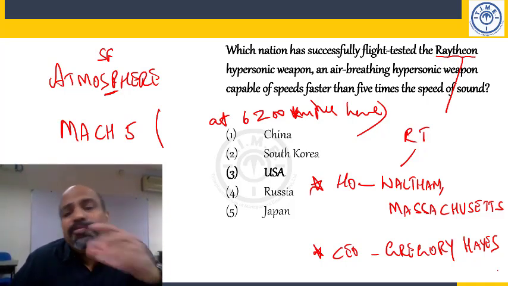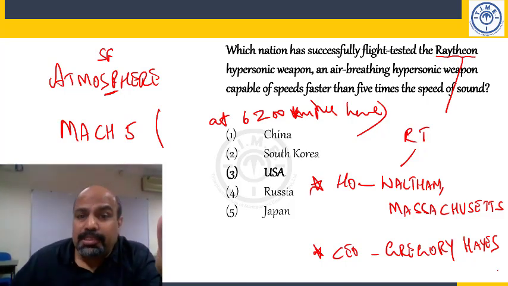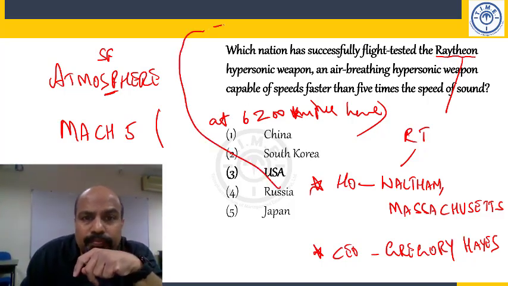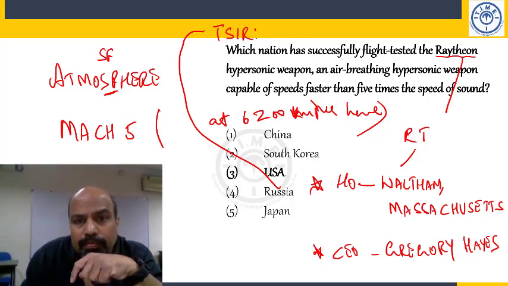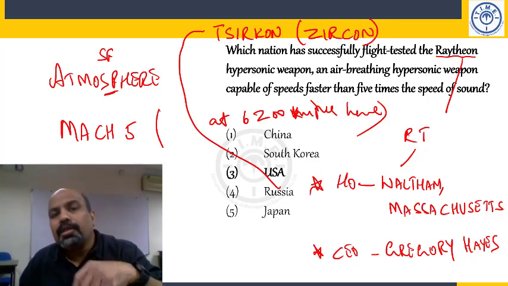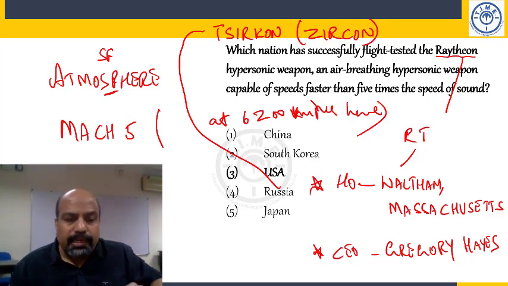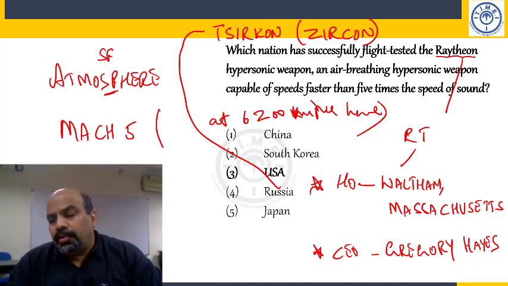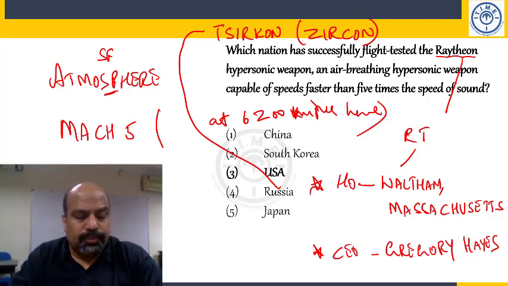Okay. And before America tested, Russia tested something similar, and they called their hypersonic weapon Zircon. You can call it Zircon hypersonic missile. Okay, yeah.